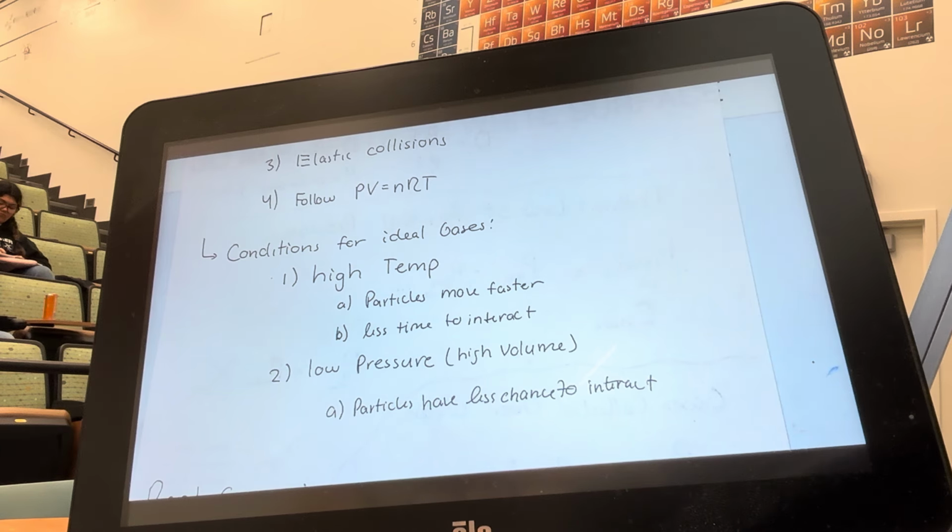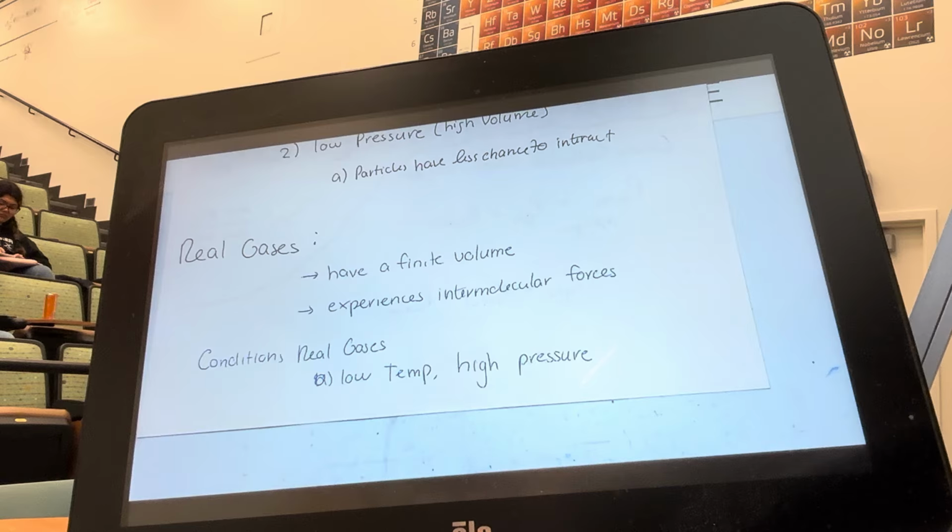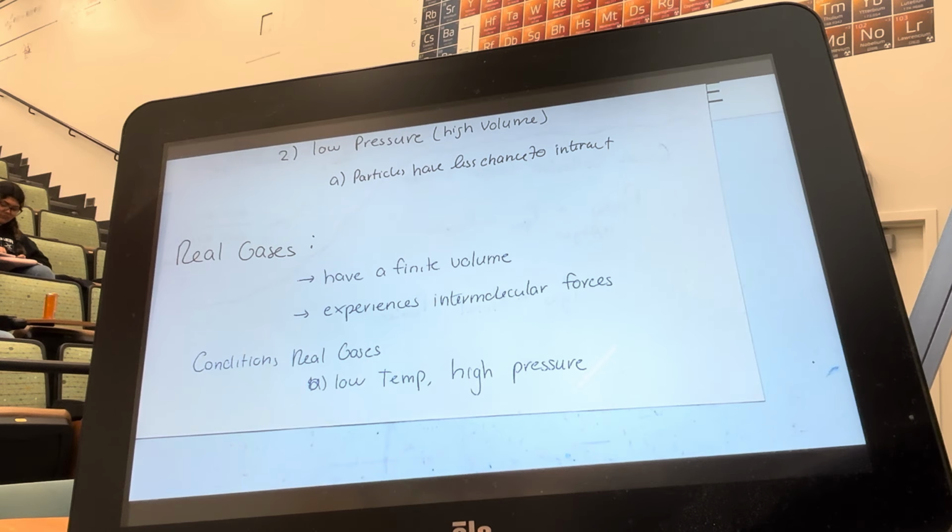Yes, so those are what real gases are. Makes sense?